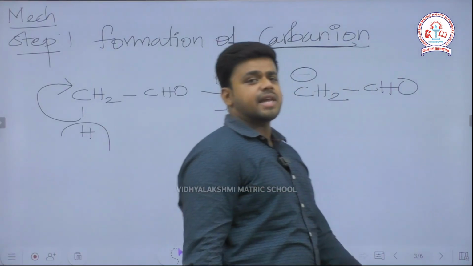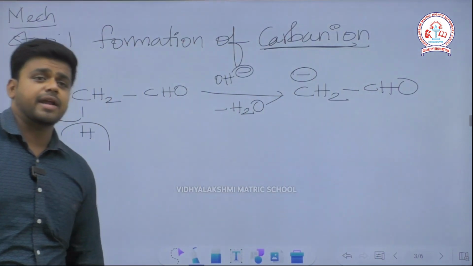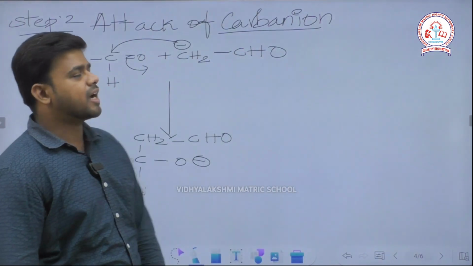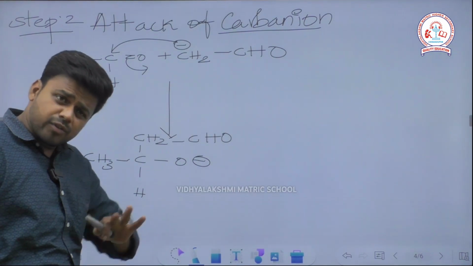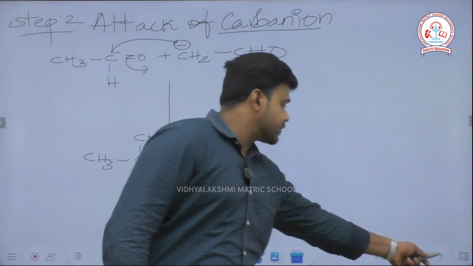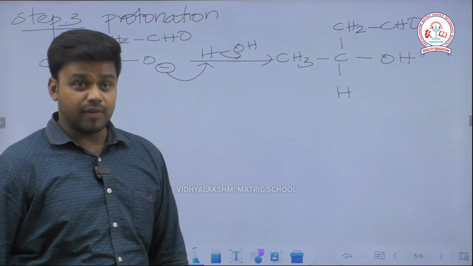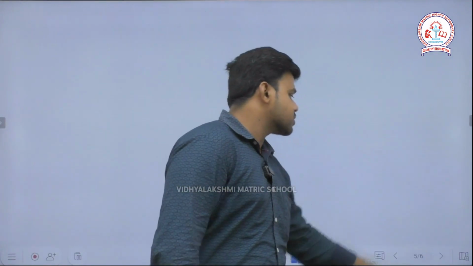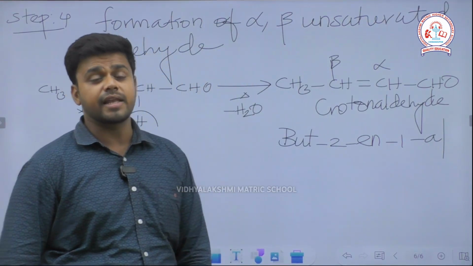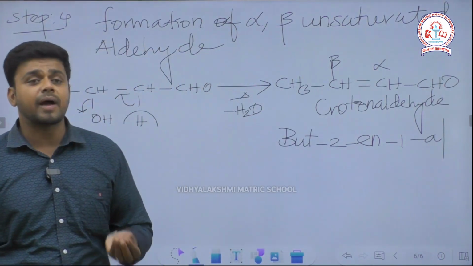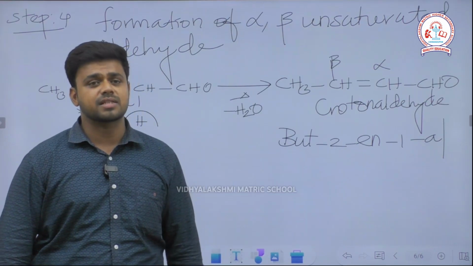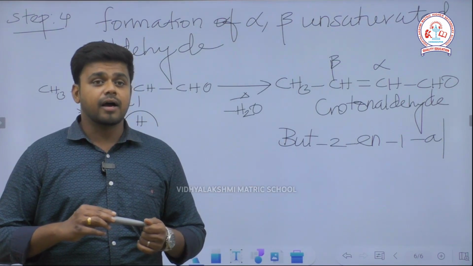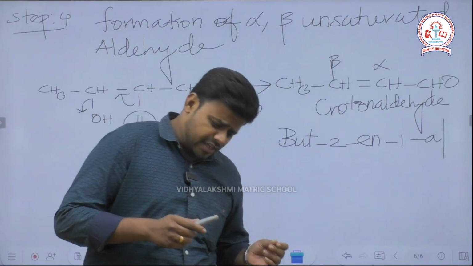So the reaction includes the formation of the carbanion by the abstraction of the proton by the base. Step 2 includes the attack of the carbanion on the other aldehyde. Then the third step includes the protonation from the water molecule that went out as a byproduct in the very first step. Then the last step includes the formation of an alpha beta unsaturated aldehyde, since the aldol compound is less stable. So this is regarding this condensation.